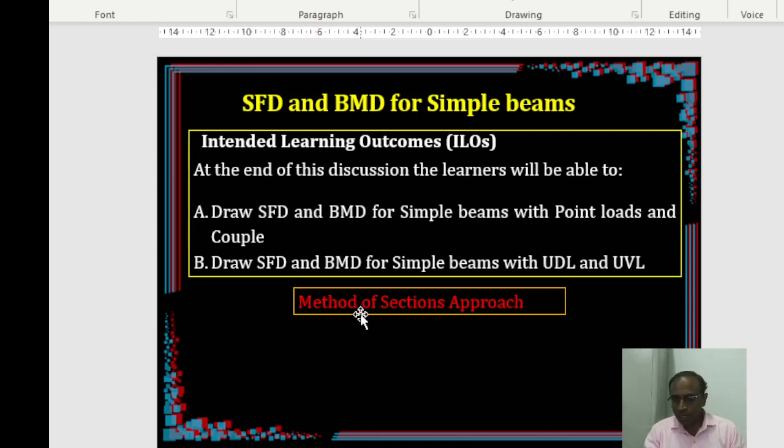In this section I am going to focus on the method of sections approach. Previously we had another discussion where we simply used the relationship between the load and shear force, as well as shear force and bending moment. Now we are not using the relationship, we are using the method of sections approach.